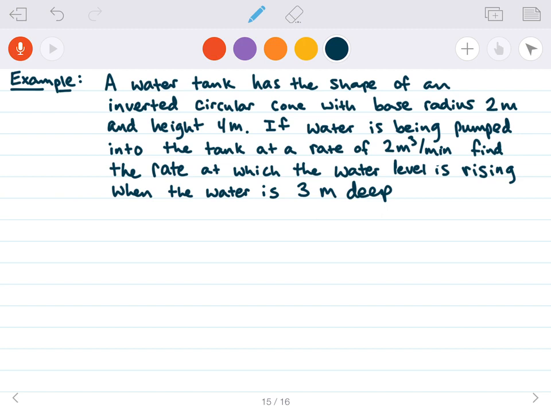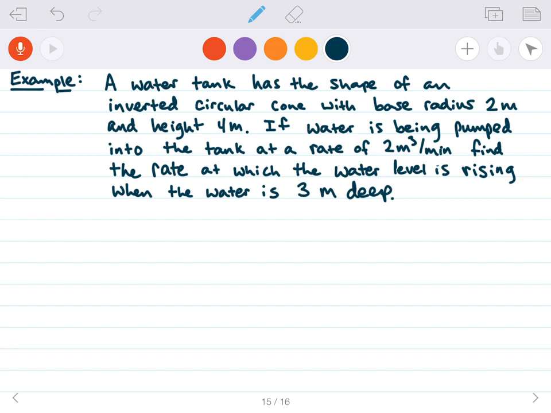A water tank has the shape of an inverted circular cone with base radius 2 meters and height 4 meters. If water is being pumped into the tank at a rate of 2 meters cubed per minute, find the rate at which the water level is rising when the water is 3 meters deep.